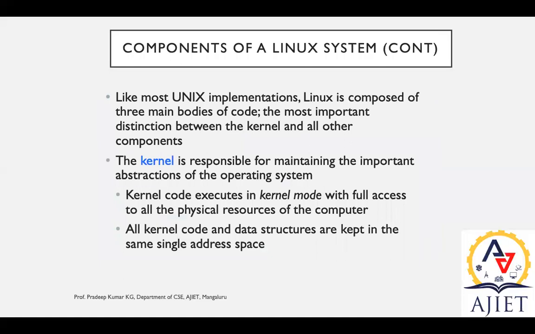Linux is composed of three main bodies of code. The most important is the distinction between the kernel and all other components. That is what we discussed. Here the kernel, or the core, is responsible for maintaining important abstractions of the operating system. On the other hand, we can say data hiding, so that nothing will happen to the core.